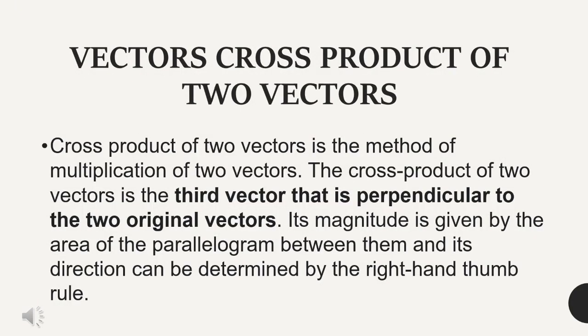Vectors: cross product of two vectors. The cross product of two vectors is the method of multiplication of two vectors. The cross product of two vectors is a third vector that is perpendicular to the two original vectors. Its magnitude is given by the area of the parallelogram between them, and its direction can be determined by the right-hand thumb rule.